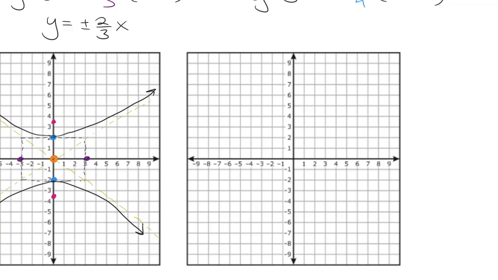What was the center? 2, comma 3. So here's the center now. The foci we found to be at negative 3, comma 3 and at 7, comma 3. And that visually makes sense because it looks like the orange is right in the middle of the pink. That's good. Our vertices are at negative 2, comma 3 and at 5, comma 3.